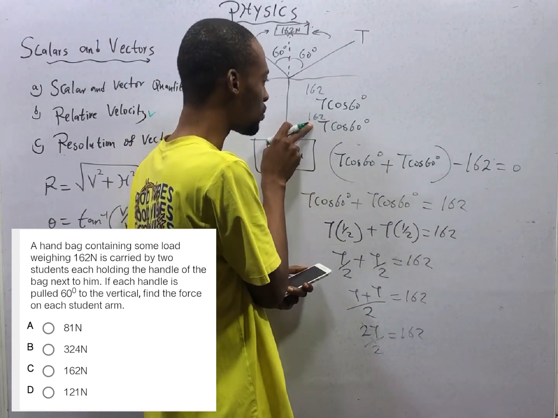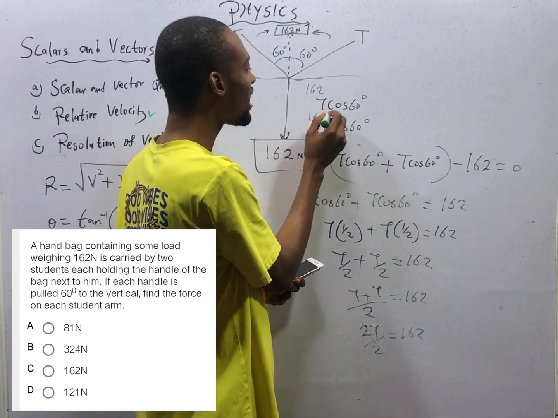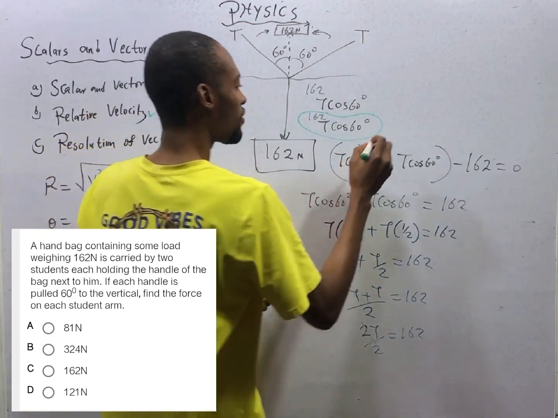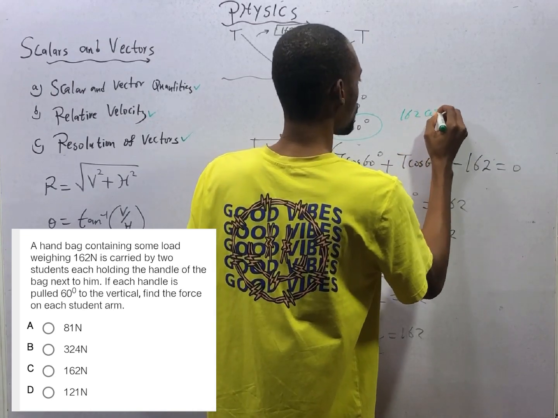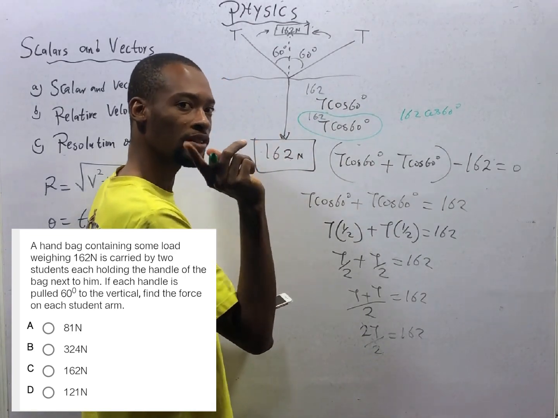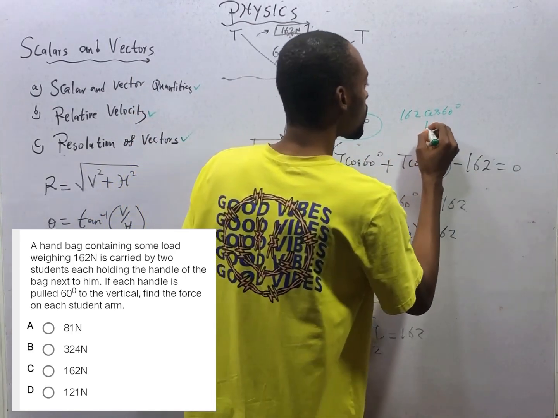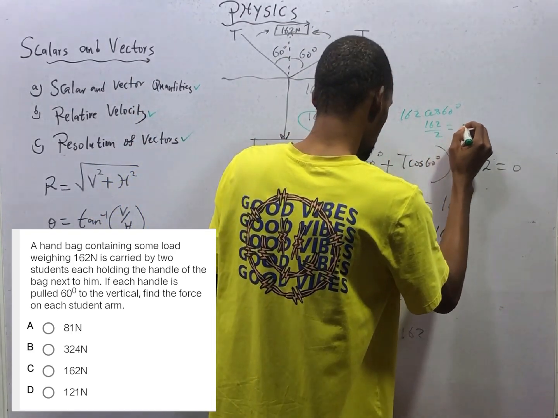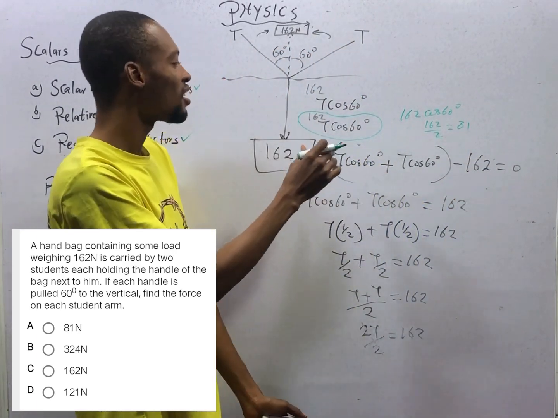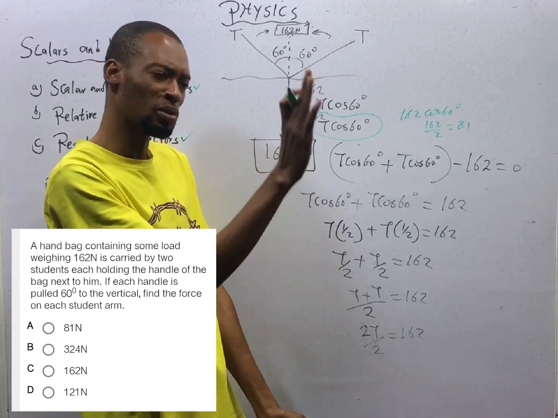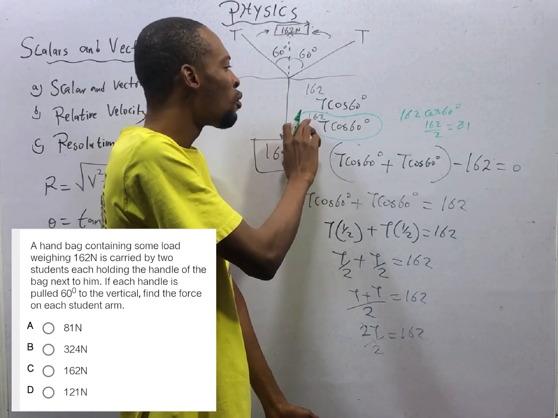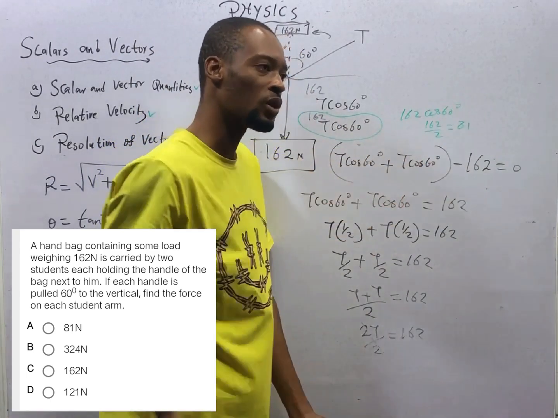If T here is 162 and T here is 162, let's resolve this T to the vertical. You have 162 cos 60 degrees. Cos 60 degrees is what? Half. So this is 162 over 2, and that is 81. You see? So this 162 is inclined. Once it is inclined, the real value will go back to 81. But 81 is not your answer, because if you say T is 81, once you resolve 81, you get half of 81.